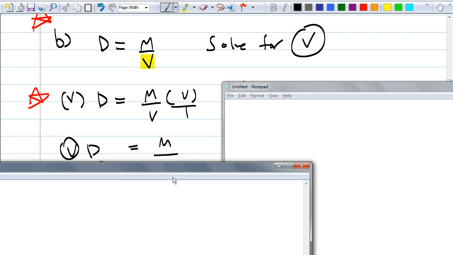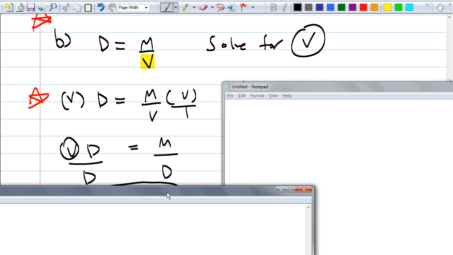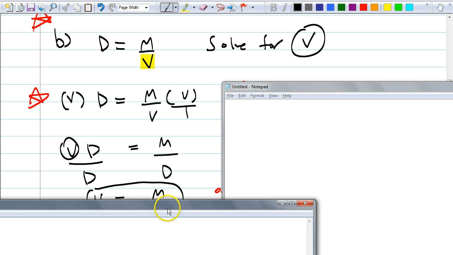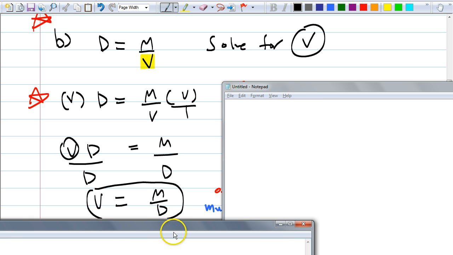And look at where v is now. Is v on the denominator? No, not anymore. Now we know how to solve for v. All you have to do is what, class? Divide both sides by d. So I get v is equal to m over d.